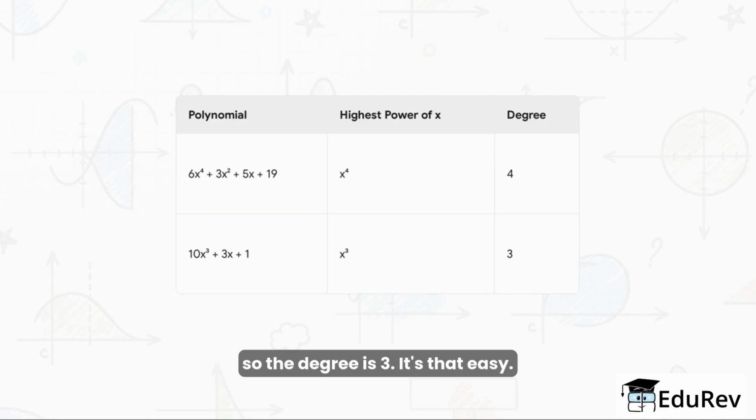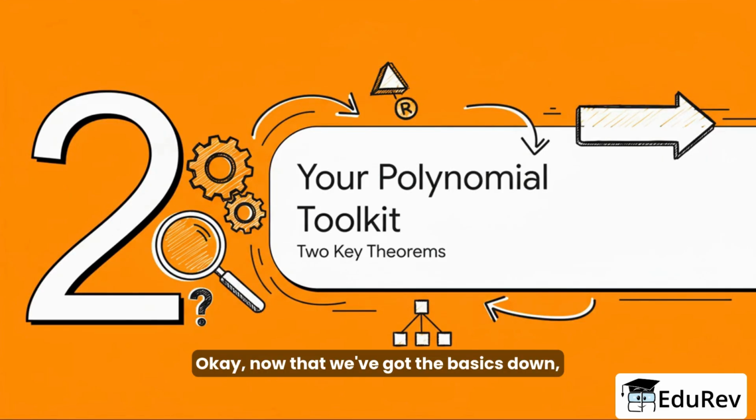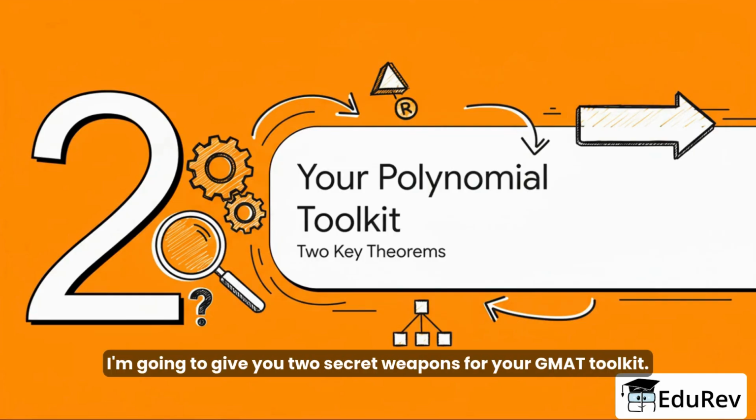It's that easy. Okay, now that we've got the basics down, I'm going to give you two secret weapons for your GMAT toolkit. Think of them as amazing shortcuts that are going to save you a ton of time on test day. We're talking about the remainder and factor theorems.